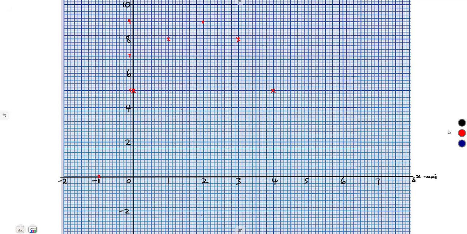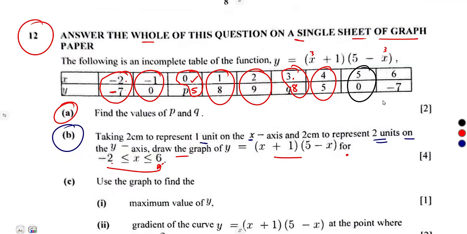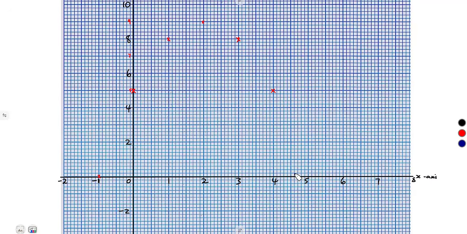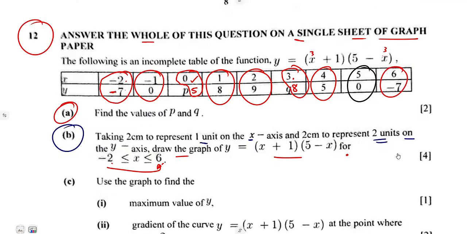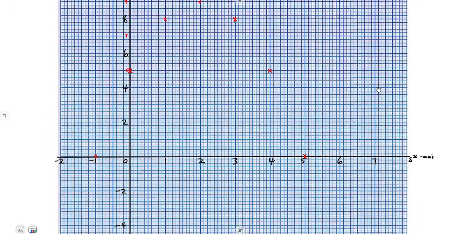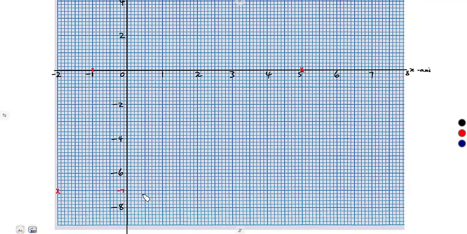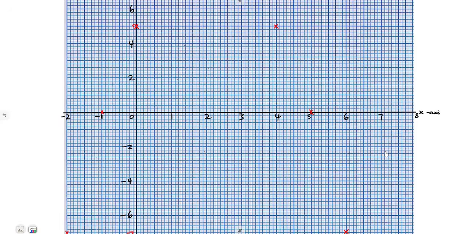And another one was going to be what? 5 versus 0. 5, 0 on the x-axis, that's 5, 0 here. Another one is 6 versus minus 7. All right, 6 versus what? Minus 7. Remember the minus 7 down here, corresponding to this point. All right, so these are the points that you had.